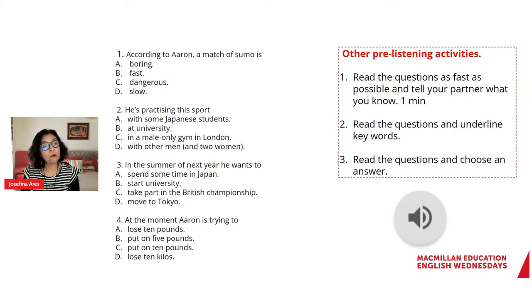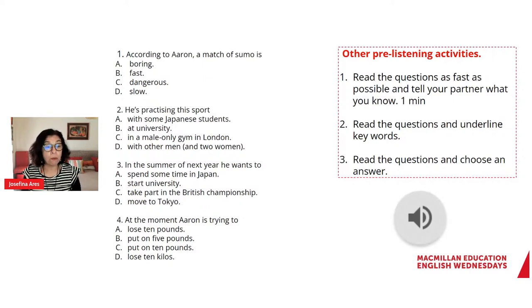He's practicing this sport with some Japanese students at university. Practicing. Who does he practice it with? Question number three: in the summer of next year, he wants to... summer, next year. Those are the important key words for this question. What's he going to do in the summer of next year?